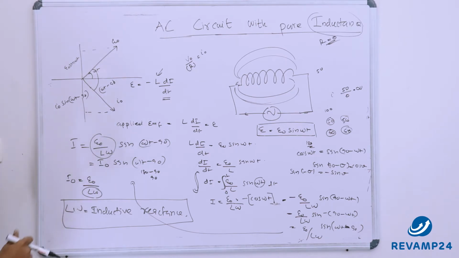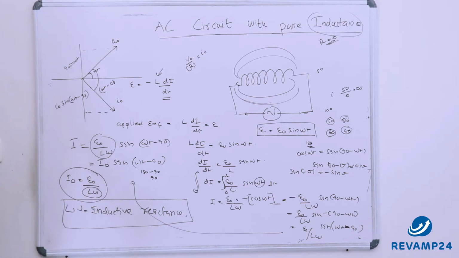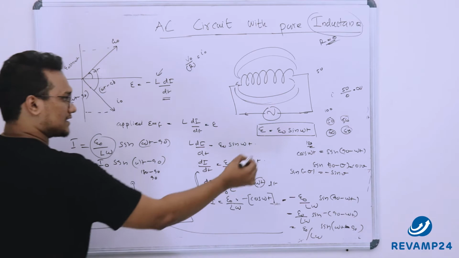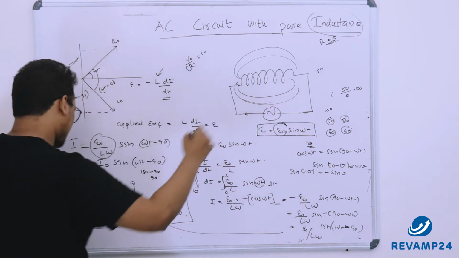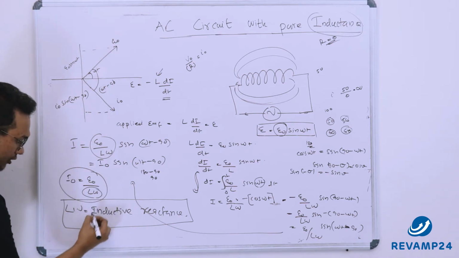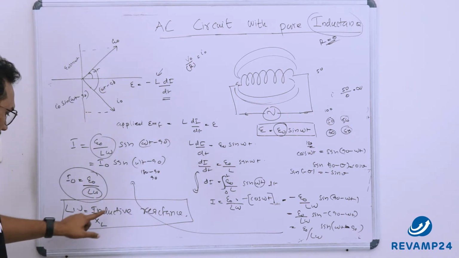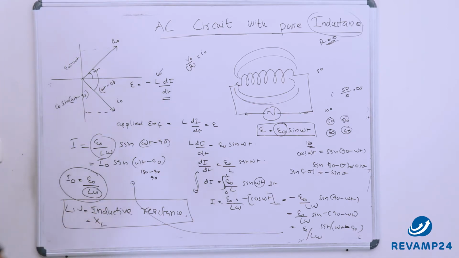See, we got the maximum value of current, and we have the maximum value of voltage here, that is the same. Maximum value of current is equal to E0 divided by inductive reactance, which is L omega, and this can be represented as XL. Okay, capital letter X and L.